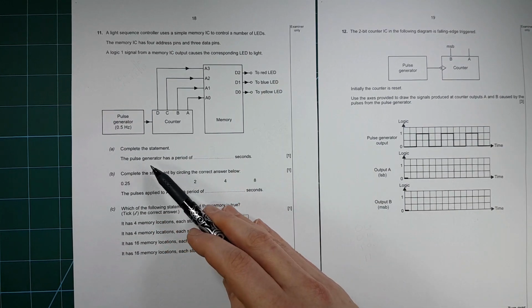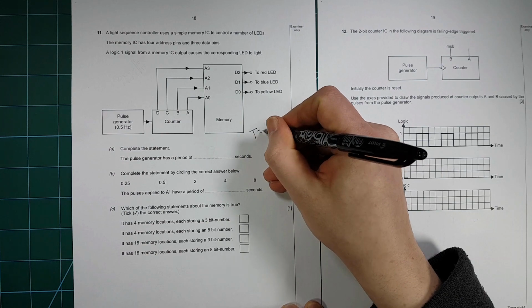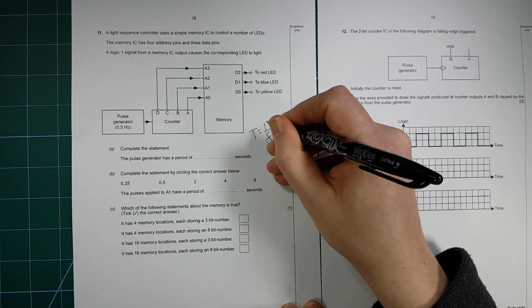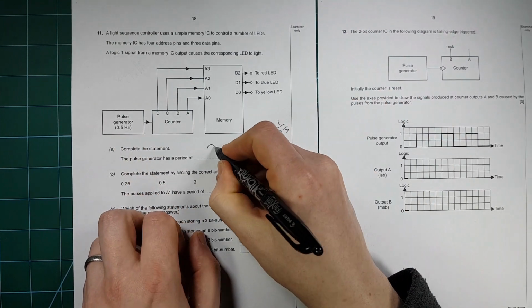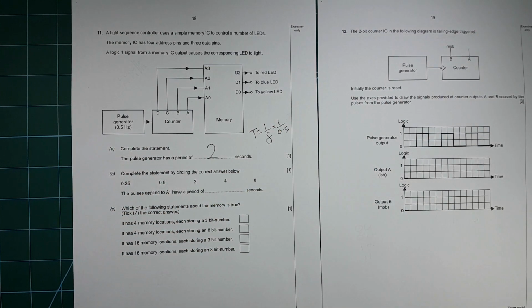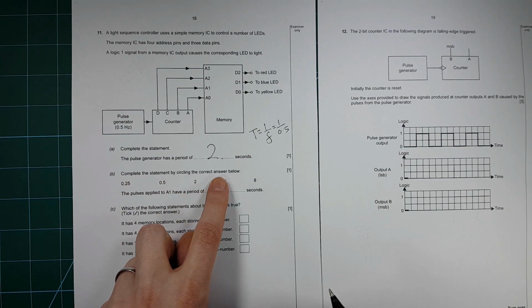Complete the statement. The pulse generator has a period of so many seconds. So T is equal to 1 over F is equal to 1 divided by 0.5. So that is 2 seconds. Complete this statement by circling the correct answer below.